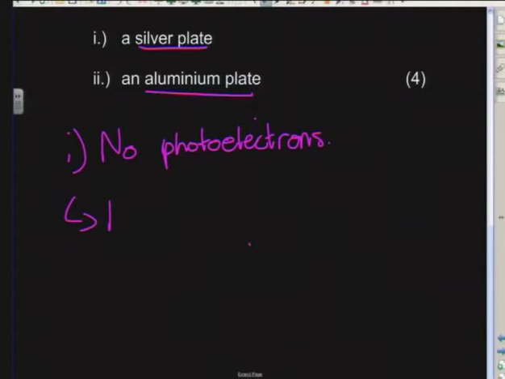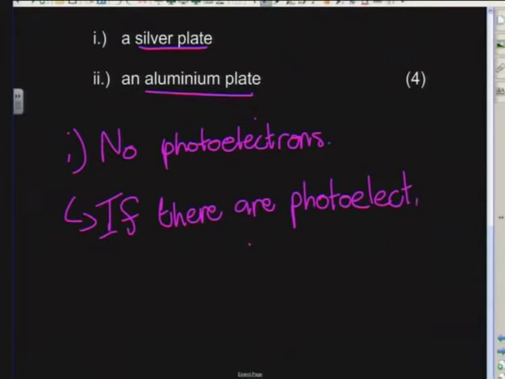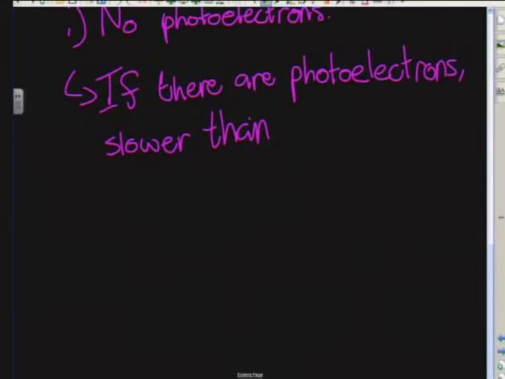So if there were photoelectrons, they will be slower than the ones of zinc. Now, let me explain what that means. If there are photoelectrons, they would be slower than those from zinc because more energy would be used in getting them off the surface. The reason is that more energy would be used up to make those photoelectrons, so they would be slower than those on the surface of zinc.